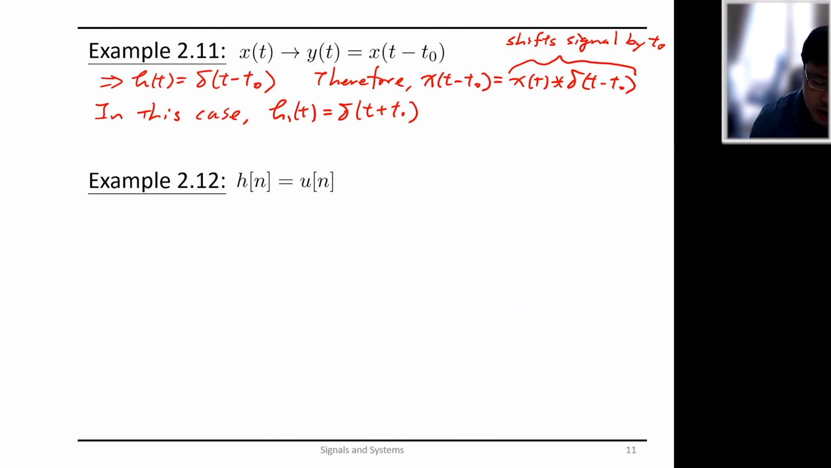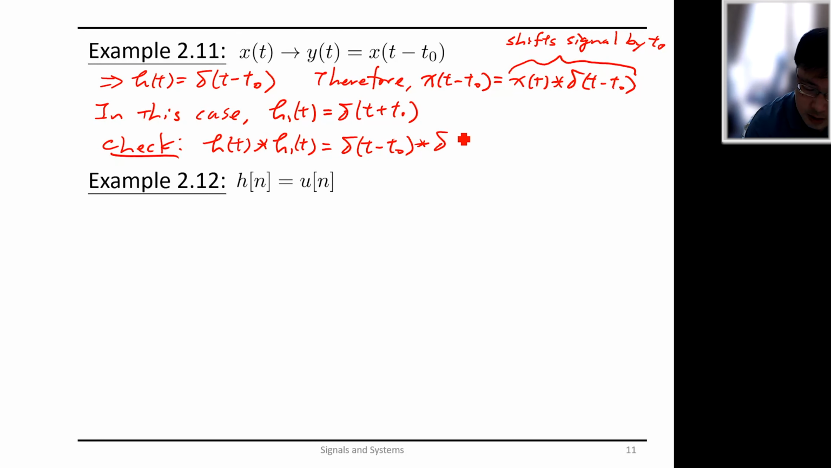Now, you can check that this is indeed an inverse system by taking the convolution between h of t and h sub 1 of t. You have this delta of t minus t naught convolved with delta of t plus t naught. So this is like plugging delta of t plus t naught in as x of t in this equation here, and the output will be x of t minus t naught, which gives you back this delta function.